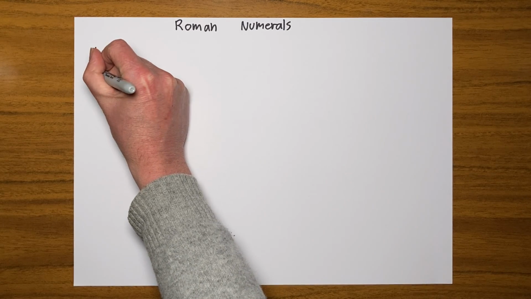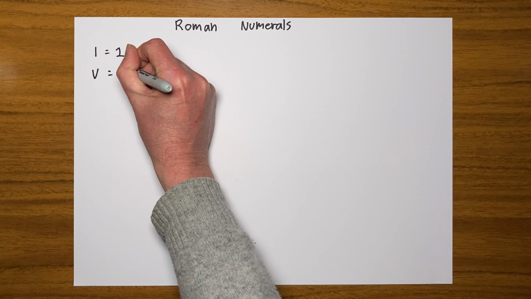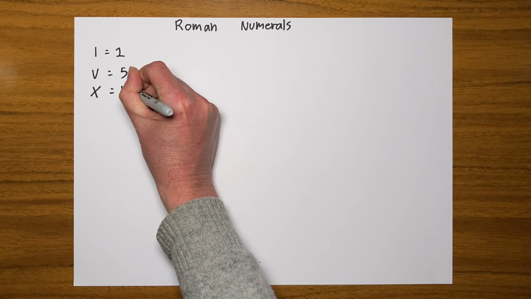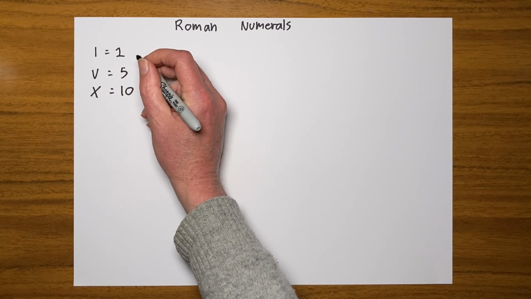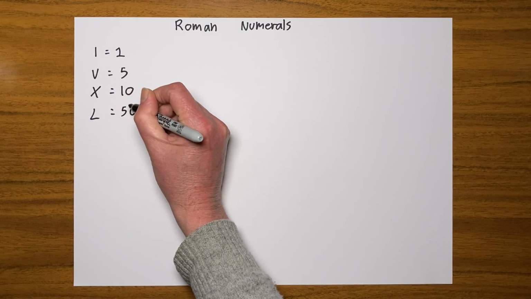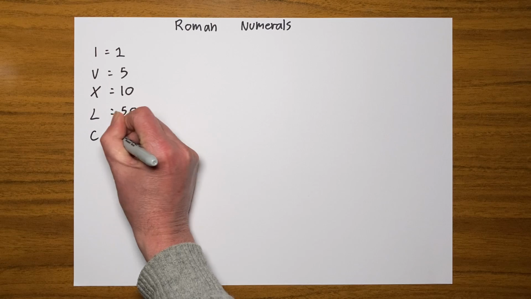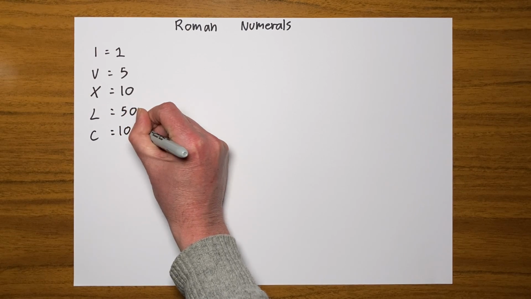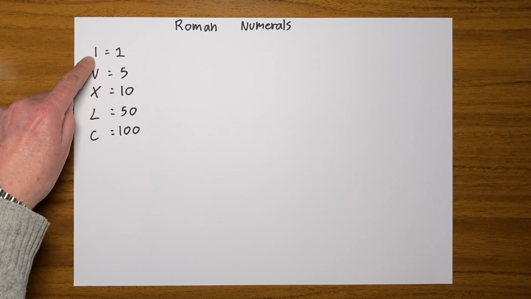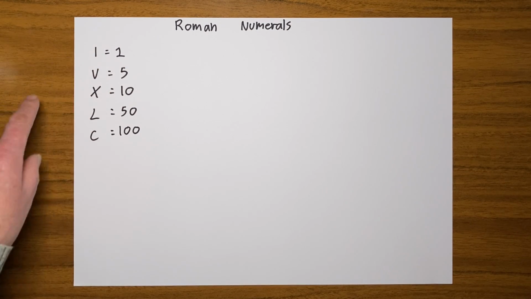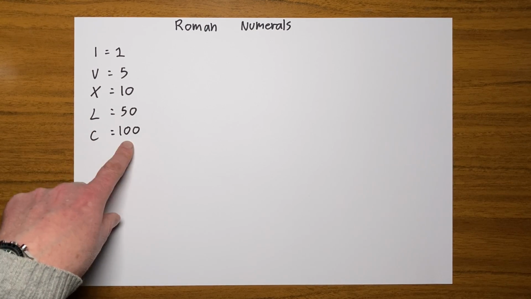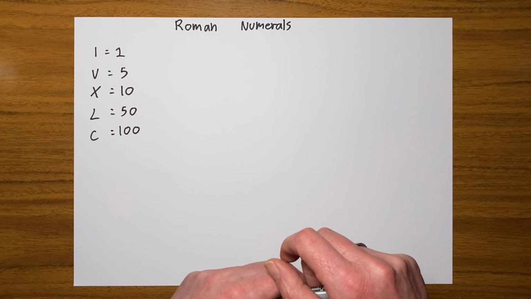And I've got this V here, V equals 5, and X equals 10. I'm going to also write L, which equals 50, and C, which equals 100. Now, the first thing is you really need to learn these. I think this is quite easy because this I looks like a 1, and for C we can just think about century, because a century is 100 years, or a centurion.